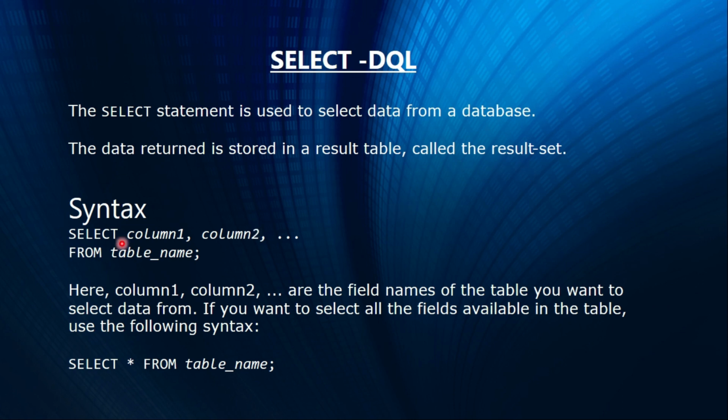So what is the syntax of this select statement? First we need to specify select, then whatever column names you want to have from the table, and then you need to specify from which table you want to select or query the data. Here column 1 and column 2 are the field names, or the column names, of the table you want to select the data from. If you want to select all the fields of the table, then you can use the following syntax, that is select star from table. We will have a simple example to look into.